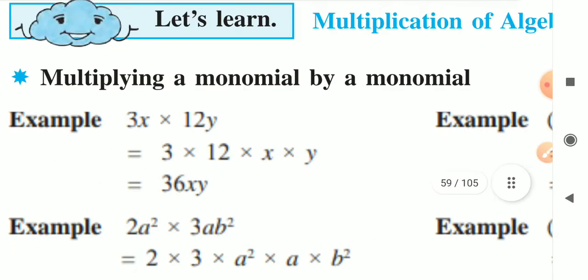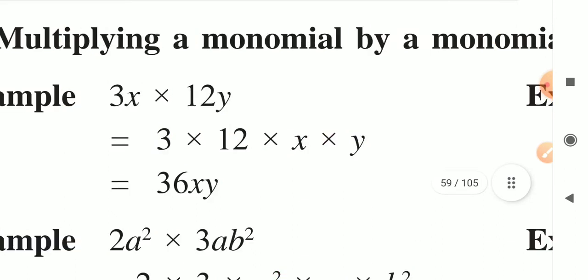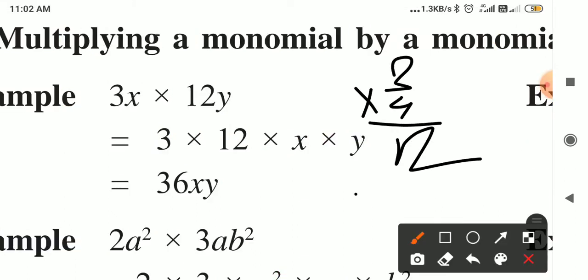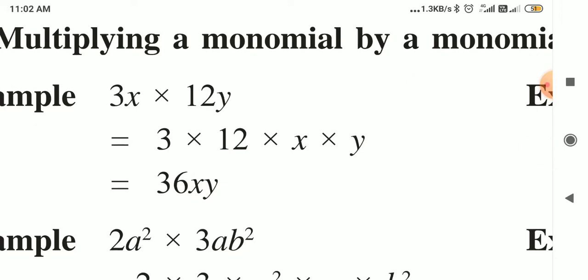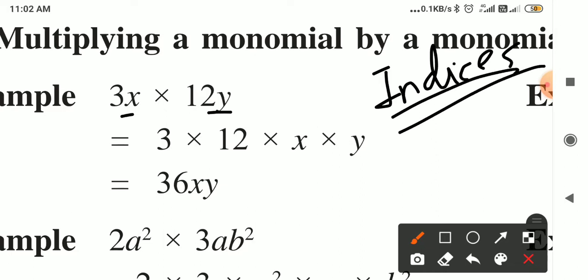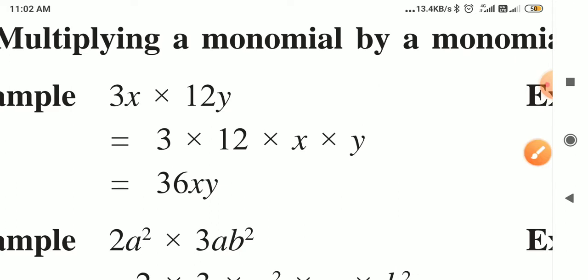Here, as we do the multiplication of numbers, like 3 into 4, 3 4s are 12, in this way only we have to do the multiplication. But if letters are there, sometimes we have to follow the rules of indices. If the variable is the same, at that time we have to follow the indices rule, and if the variables are different, at that time we have to write only the multiplication of those variables.